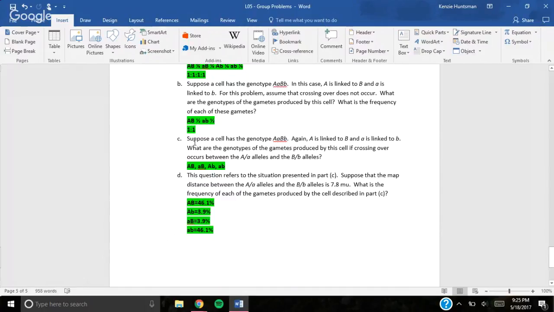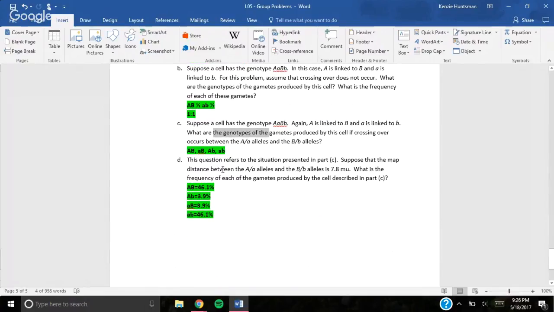Awesome. And then C, it just says, what are the possible genotypes? Since big A is linked to big B and little a is linked to little b, you can have all 4. You can have homozygous dominant, 2 heterozygotes, and homozygous recessive. That question correlates to D.